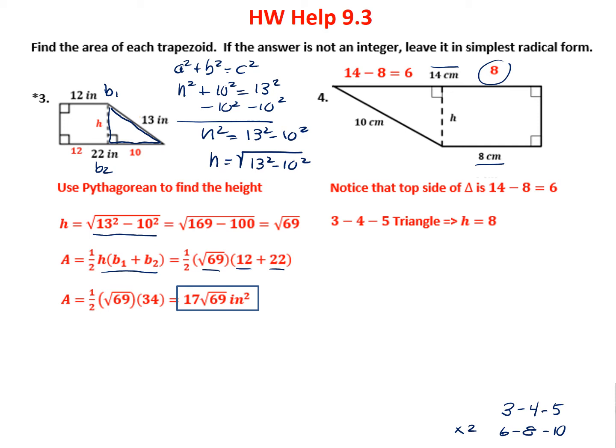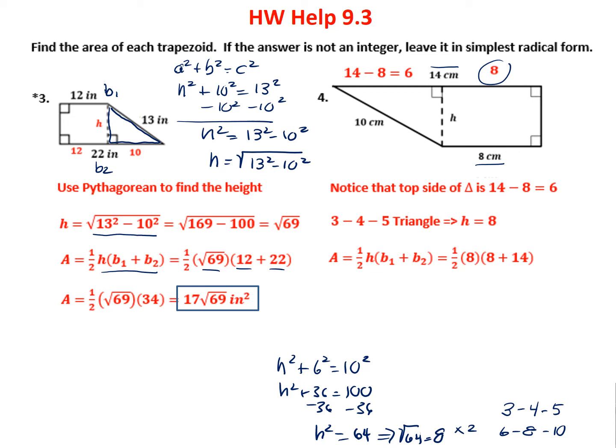You could sit there and go, okay, I have 8 squared plus 6 squared equals 10 squared. 8 squared plus 36 equals 100. Subtract the 36, and you get 8 squared equals 64, which means that h is the square root of 64, which equals 8. So you could figure it out long ways that way. Or you may want to get used to recognizing 3, 4, 5 triangles.